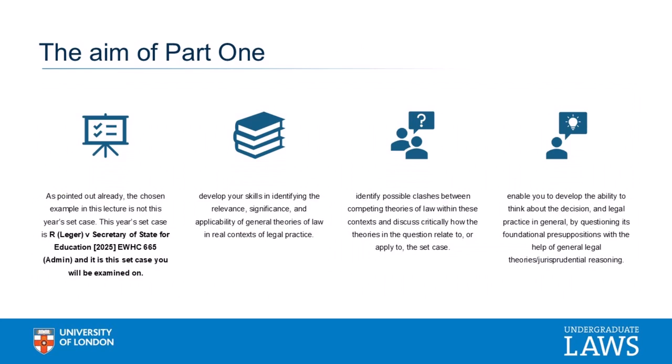The aim of this assessment exercise is to develop your skills in identifying the relevance, the significance and the applicability of general theories of law in real contexts of legal practice. You'll be able to identify possible clashes between competing theories of law within those contexts and to discuss critically how the theories in the question relate to or apply to the set case. This is to enable you to develop the ability to think about the decision and legal practice in general by questioning its foundational presuppositions with the help of general legal theories or jurisprudential reading.